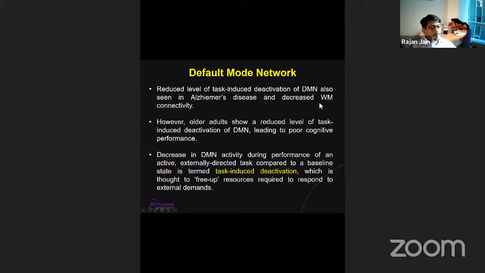So where does it fit with the paper? And now I'm going to let Michael talk about the paper. This is where we're going: these brain tumor patients have decreased white matter connectivity, and there is less task-induced deactivation of this default mode network in these patients, hence leading to what we see clinically, which is poor cognitive performance in these patients, right?